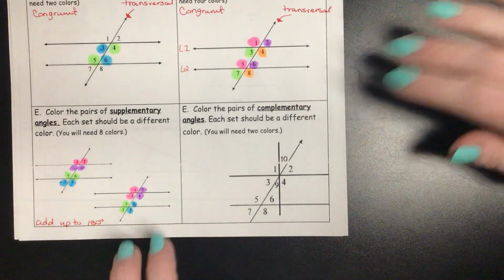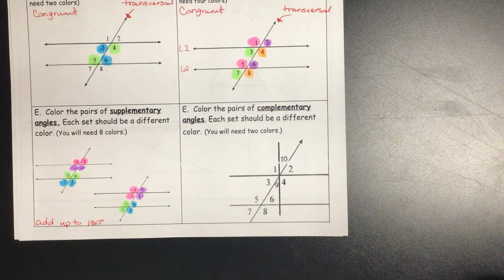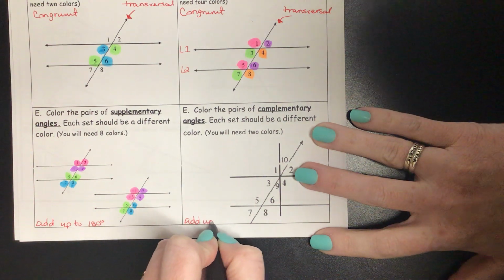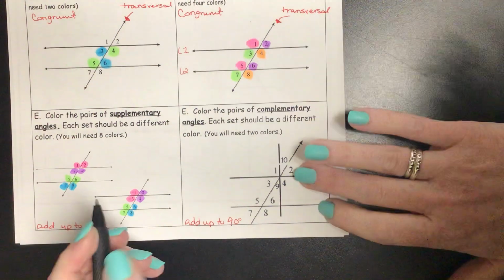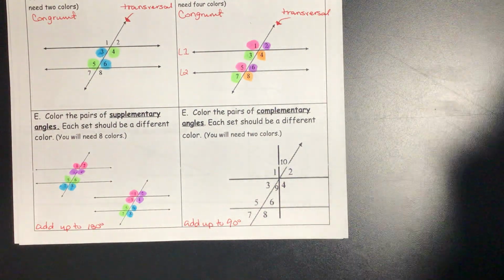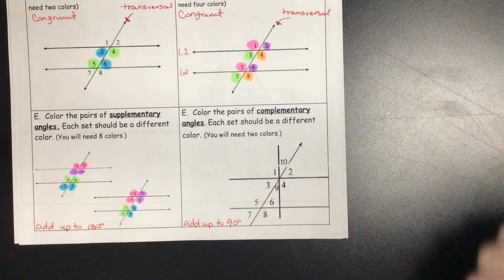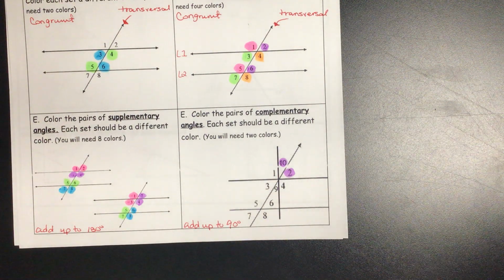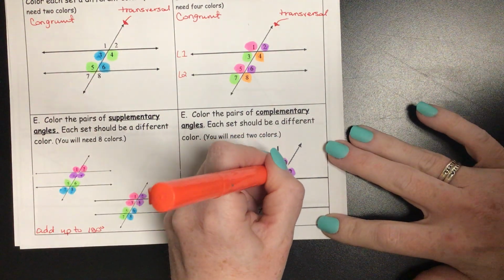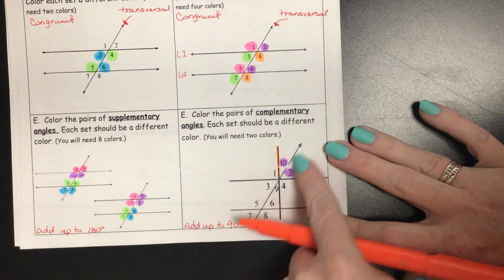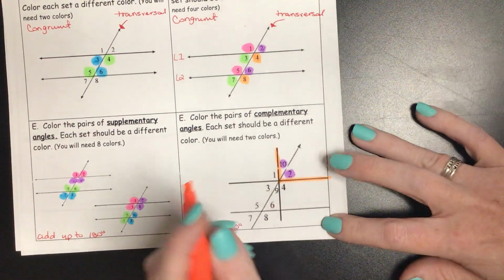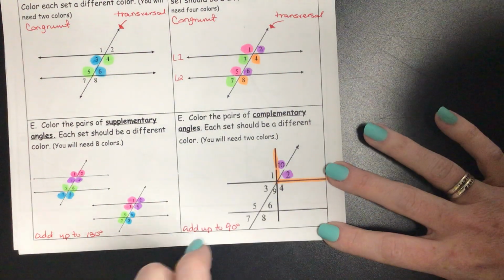And lastly, we have complementary angles. You learned about complementary angles in previous years also. Does anybody remember how much two complementary angles add up to? They add up to 90 degrees. 90 degrees is a right angle. So, an example of two complementary angles is 10 and 2. If we add up the totals of the angle measurements of angle 10 and angle 2, these will add up to 90 degrees. This gives us a right angle.